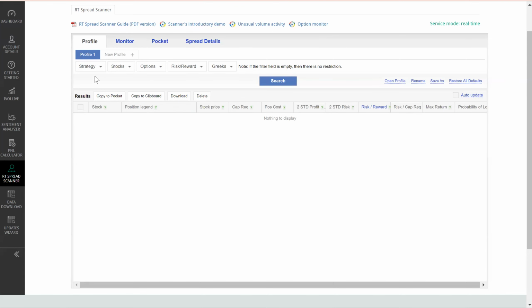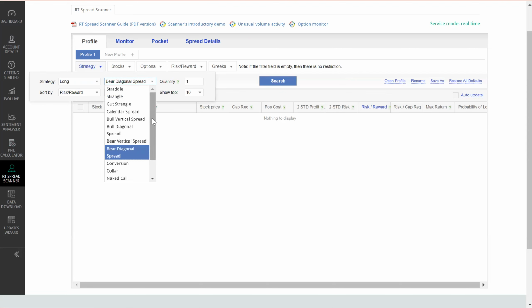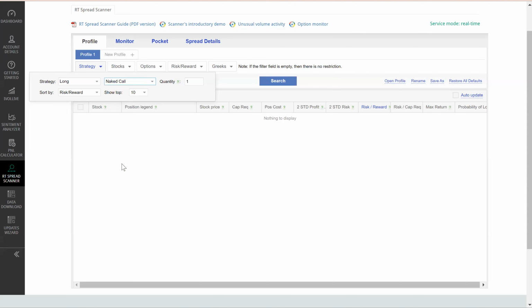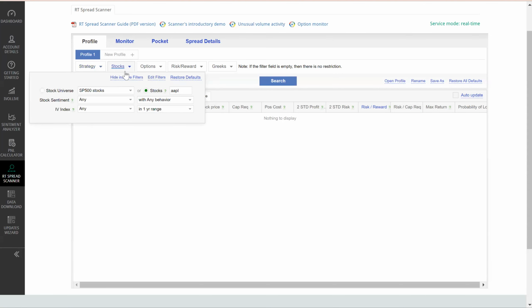So now I want to show, let's say you come to iVolatility Live and you don't really have many trade ideas, right? You want to use the real-time spread scanner to generate interesting trade ideas. So the way to do that is you would first come here to your strategy, and then you decide if you want to go long or short. Again, let's get away from the bear diagonal spreads, and let's just start super basic real quick, let's just say a call, buying a call option. That's all you're doing. Just want to buy a call option.